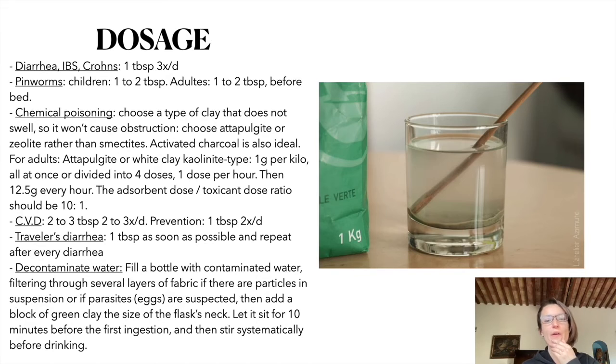So I won't detail all the dosage here. You can pause again to see the dosage, or you can go on my website. But usually it's at least 1 tablespoon per day. It's between 1 tablespoon to 3 tablespoons per day. For diarrhea, IBS, Crohn's, for parasites, for chemical poisoning, it's different. So again, read the details here.